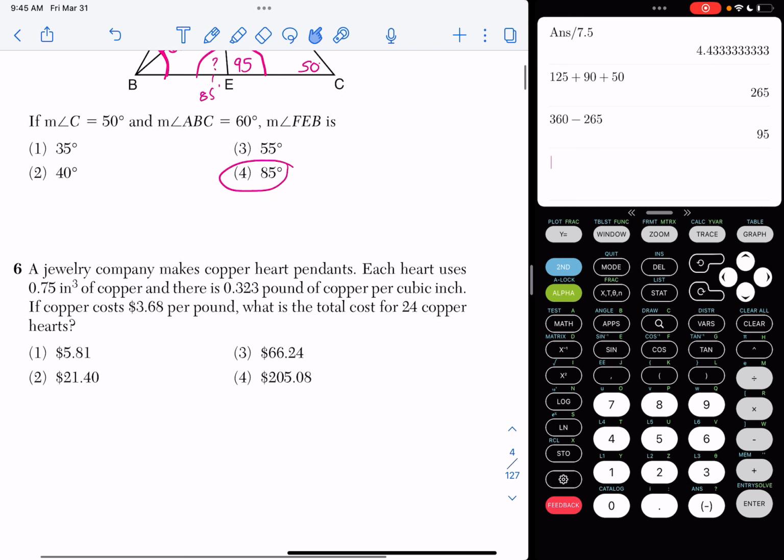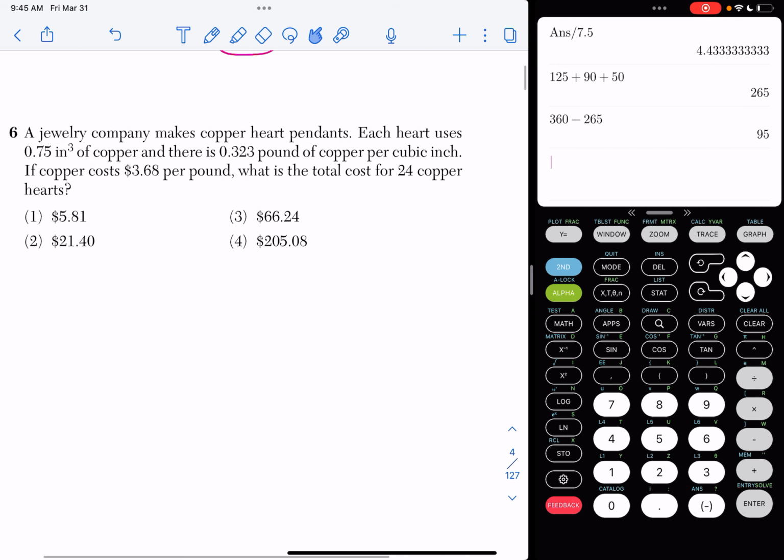All right, moving on to number 6. A jewelry company makes copper heart pendants. Each heart uses 0.75 cubic inches of copper, and there is 0.323 pounds of copper per cubic inch. If copper costs $3.68 per pound, what is the total cost for 24 copper hearts? That is an overwhelming question with all of that information.